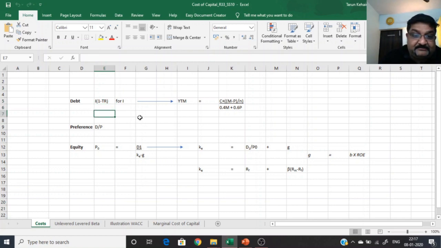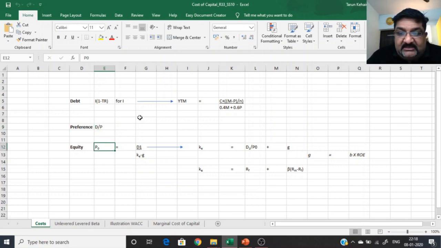Now as far as preference shares are concerned, it is fairly simple. All you need is the dividends that are payable on the preference shares, and if that is divided by the present price of the preference shares, that should give you the cost of preference shares. Again, a simple concept and an extension of the return on investment calculations. Finally, we come to equity.